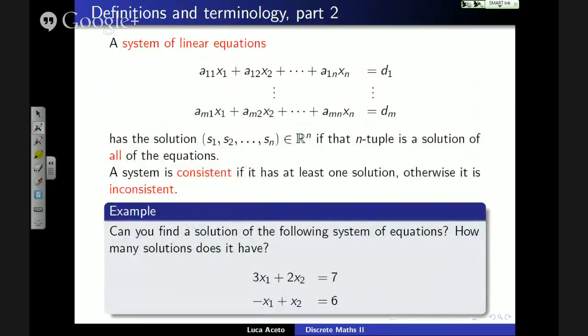Okay. Last bit of terminology. A system of equations is consistent if it has at least one solution. Otherwise, it's inconsistent. Systems of equations can have solutions or they might not have them. If they have, they are consistent. If they don't have them, then we will see later on that they may have only one solution or infinitely many.